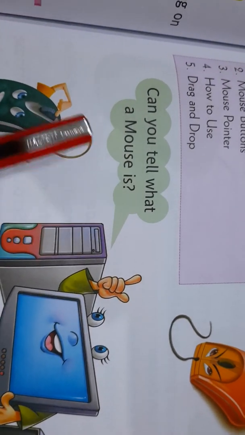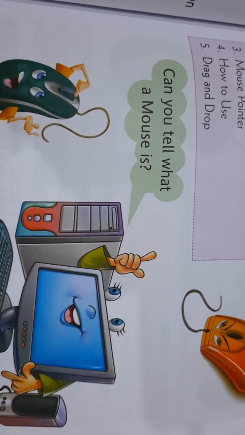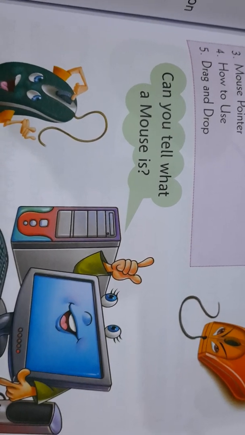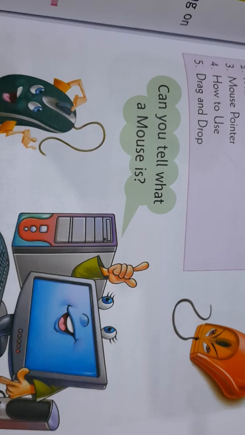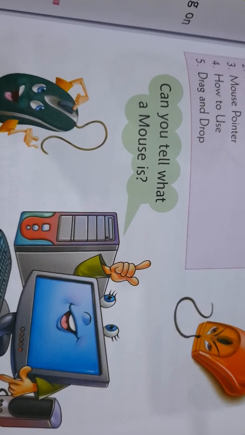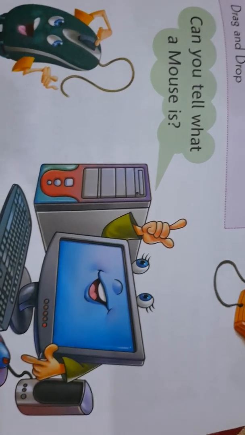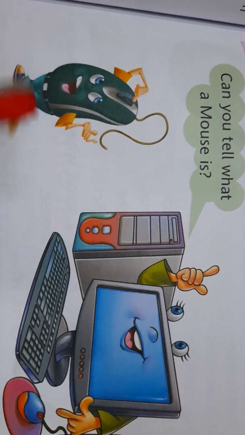Can you tell what is a mouse? So, how do we know the mouse? Mouse is an animal also, and usually if we ask somebody, they will respond that it is a small animal which runs very fast and is very difficult to catch. Okay, but we are not talking about that mouse here. We are talking about this mouse.